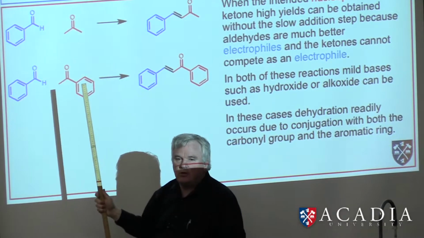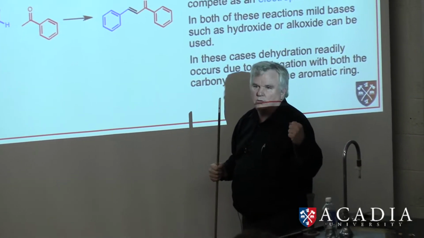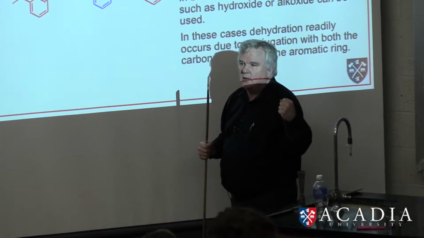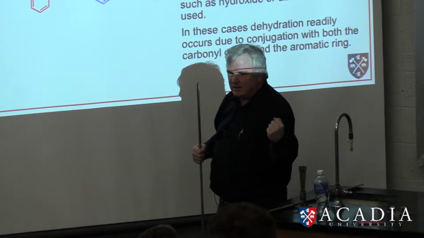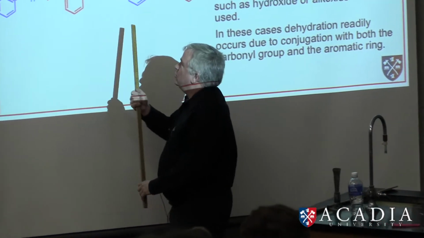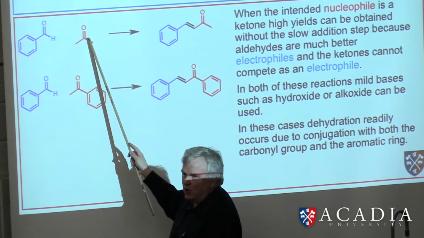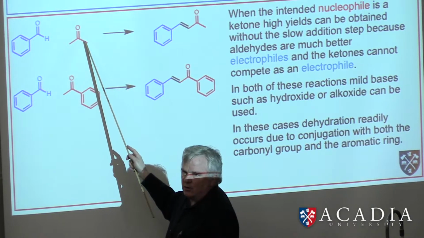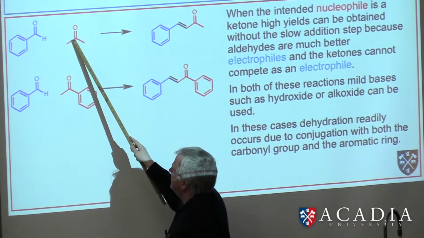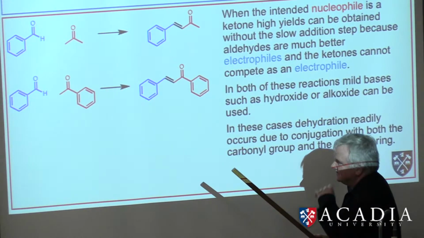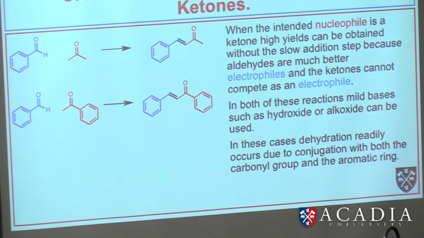If our intended nucleophile, remember with a crossed aldol condensation, we have one ketone or aldehyde, an aldehyde usually, that we want to be our electrophile, and the other one we want to be our nucleophile. So we have an intended electrophile and an intended nucleophile. And if our intended nucleophile comes from a ketone, it's easier to control the reaction because of the poor electrophilicity of that carbonyl carbon. And we can get these crossed aldol condensation products.